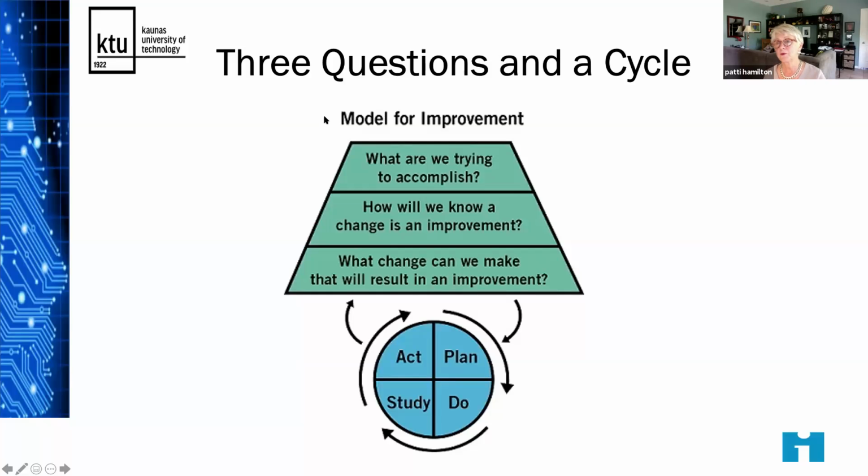You're asking yourself 3 questions in this cycle. What are we trying to accomplish? How will we know a change is an improvement? And what change can we make that will result in an improvement? And to answer those questions, you're constantly going around this cycle of planning, doing, studying, and acting.